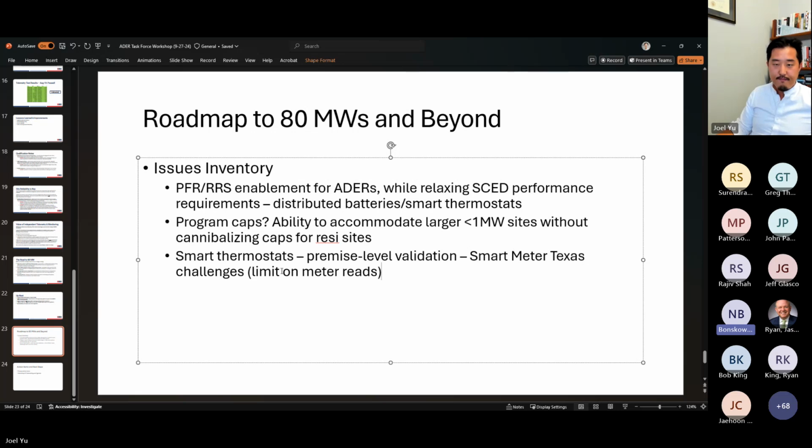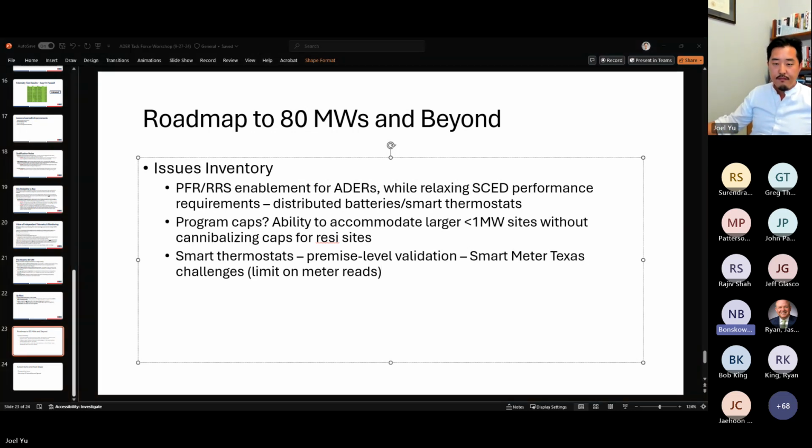Thanks, Joel. Just one thing that has occurred to me is we've been talking about the roadmap to 80 megawatts and beyond. A lot of times in gardening you hear that when you plant something, you go through 3 phases. First it sleeps, then it creeps, and then it leaps. And I think that's probably a little bit of what we're likely seeing in the development here.